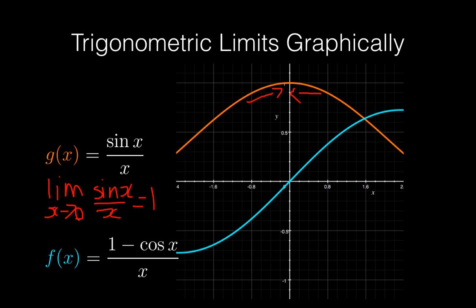In blue, you can see that as the graph gets closer and closer to 0, the y value also gets closer and closer to 0. This, again, agrees with what we showed in the last slide, which is that the limit as x approaches 0 of 1 minus the cosine of x over x equals 0.